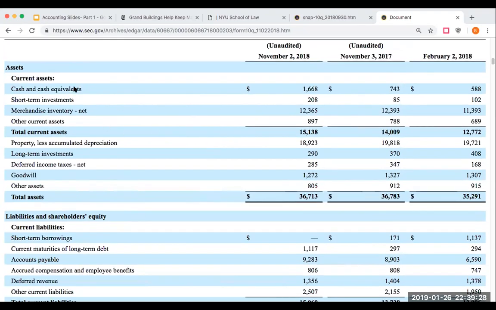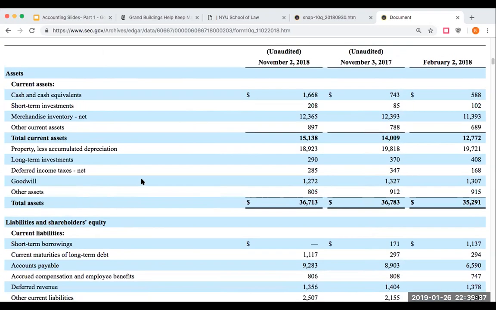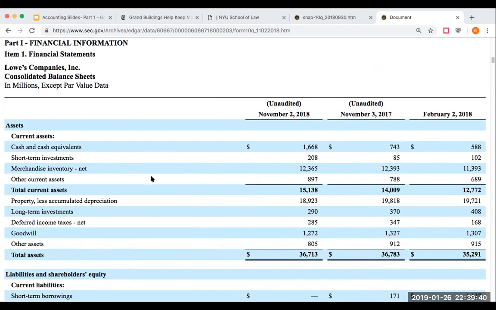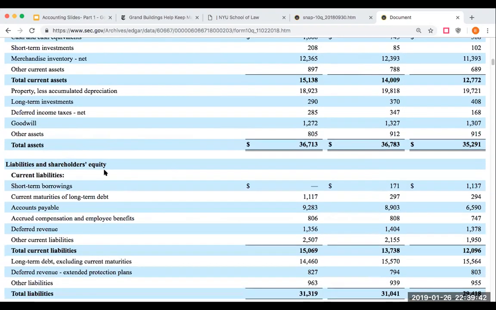You see here they've got cash and cash equivalents, short-term investments, inventory, property, plant, equipment, long-term investments, goodwill, and the like. Again, every company is going to be different. When I look down here at the liabilities, I see here accounts payable. What exactly is this? Lowe's has received inventory but has not yet paid its vendors for that inventory. Lowe's, as of right now, has $9.2 billion of accounts payable.